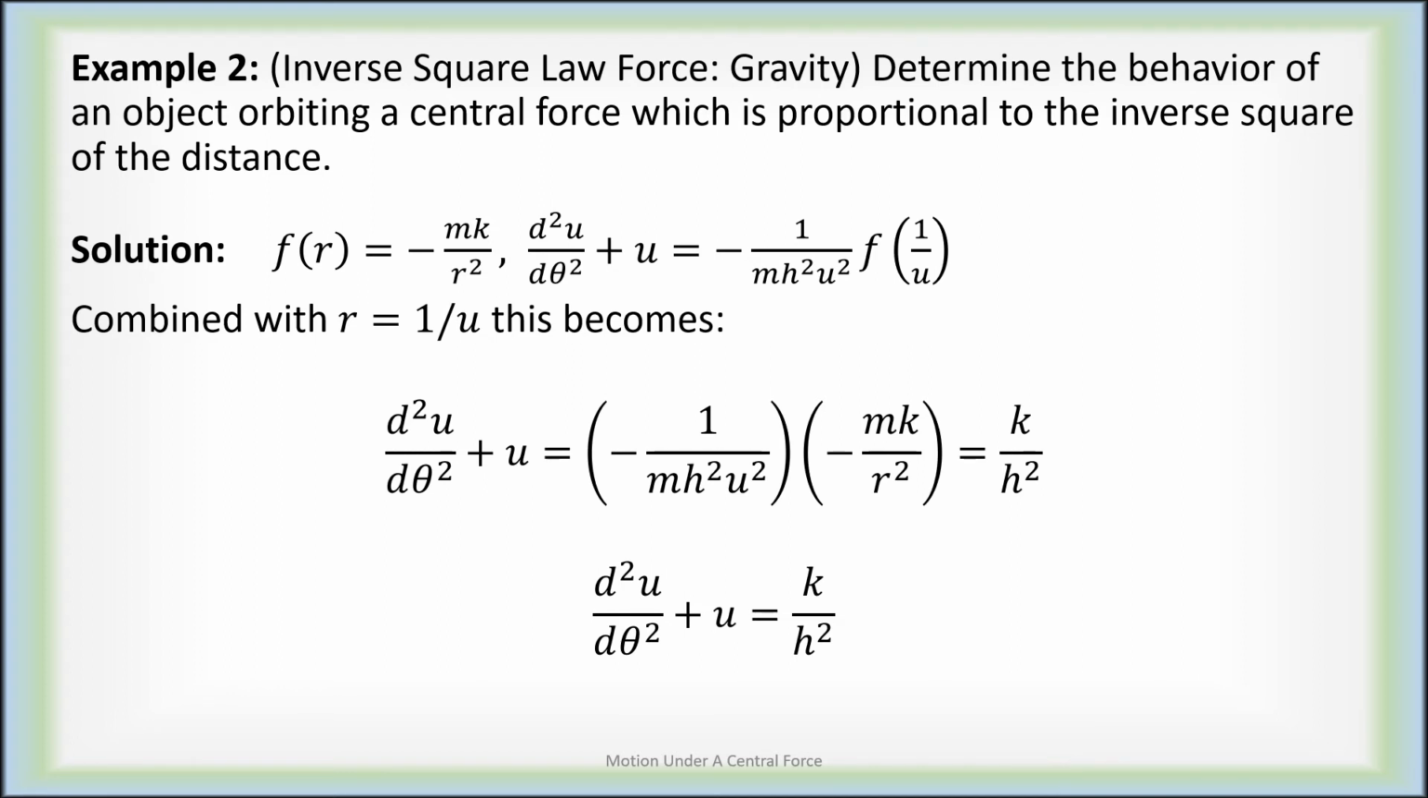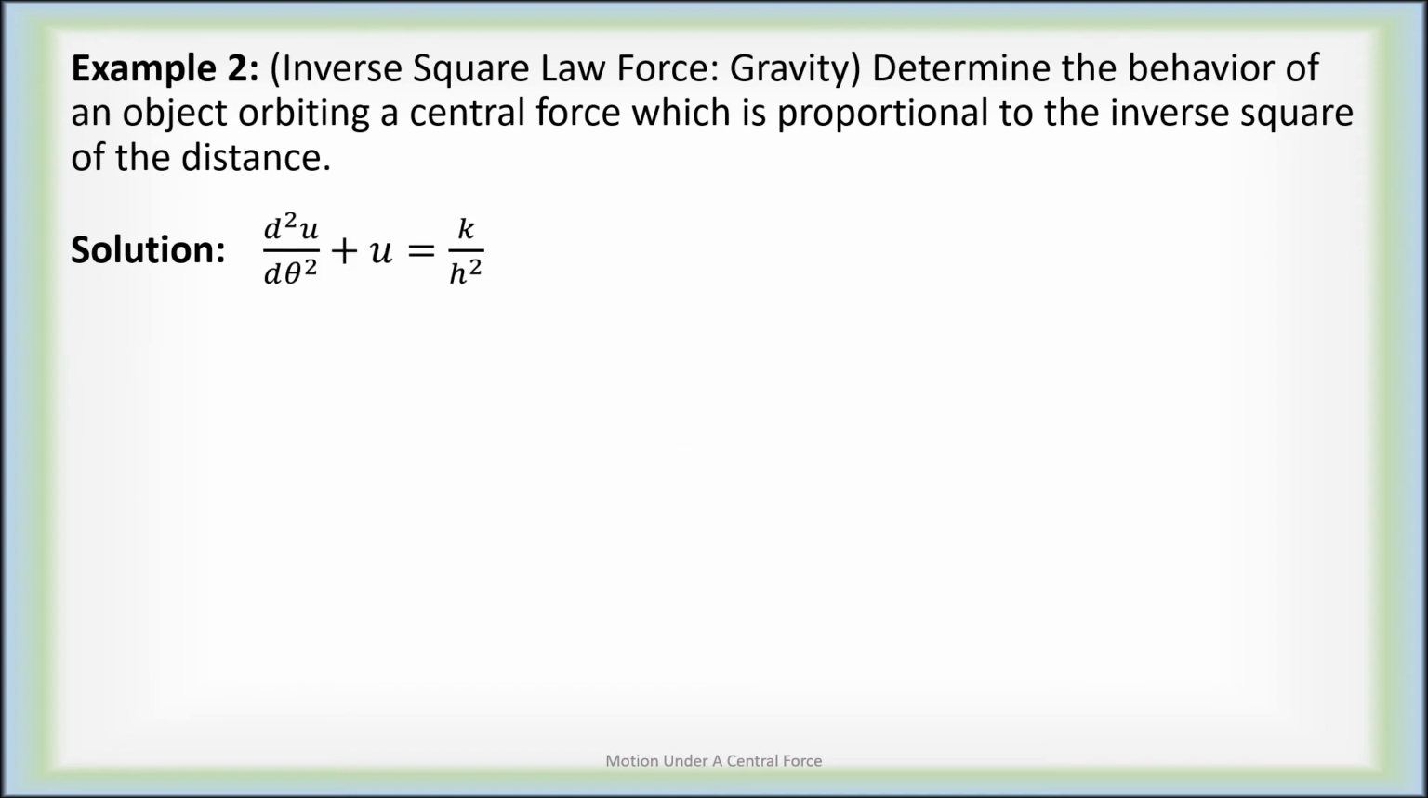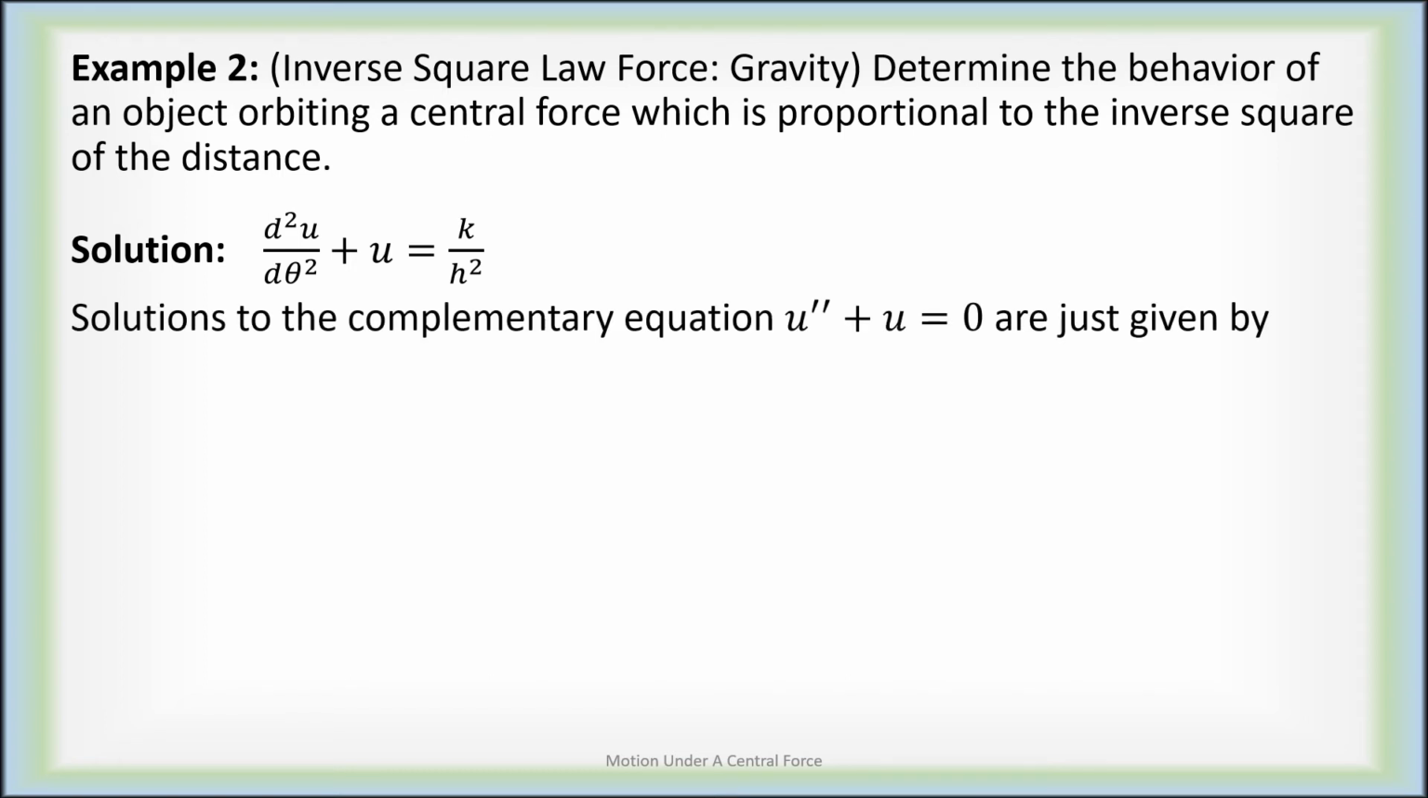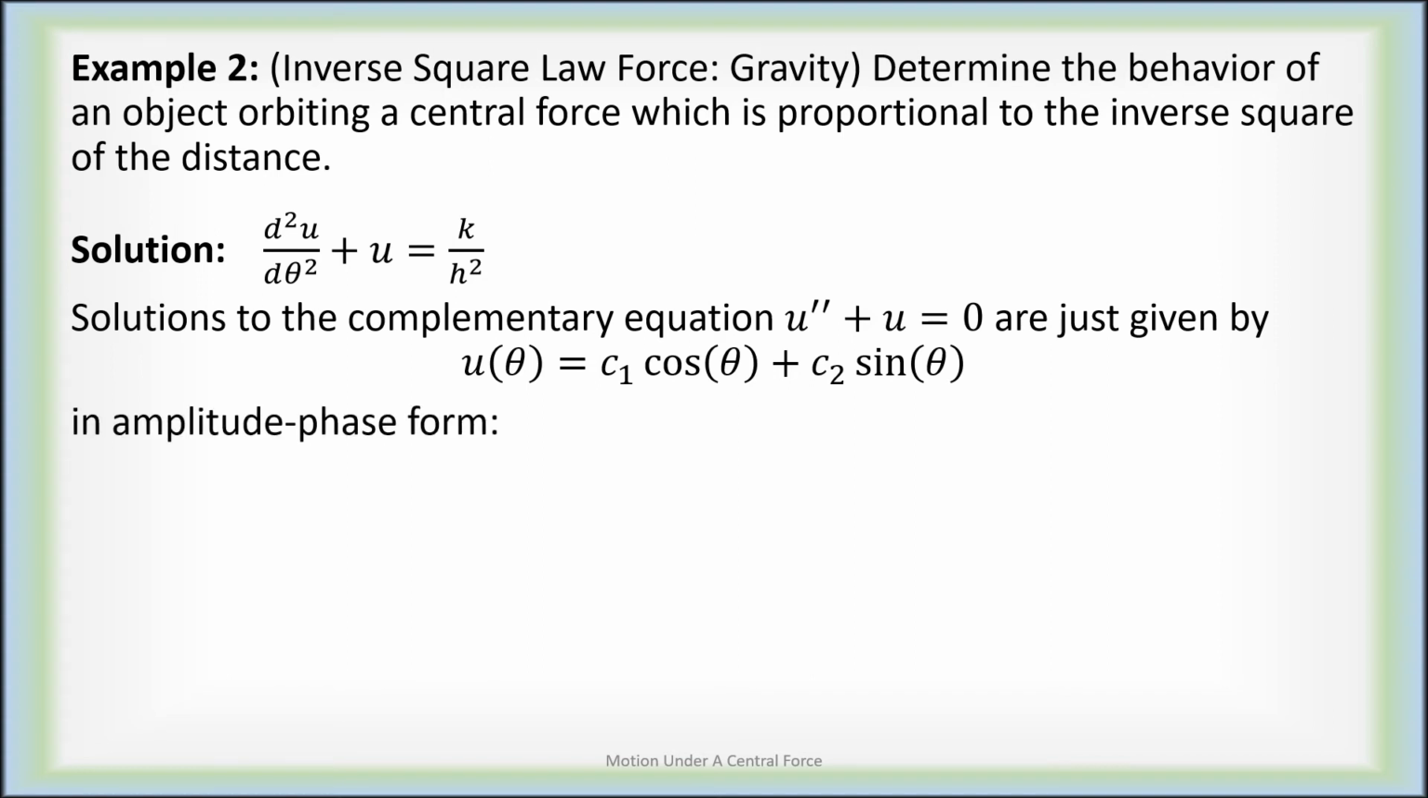This is now a differential equation governing motion under a central force where the central force is proportional to the inverse square of the distance. So our differential equation has been simplified quite a lot. Solutions to the complementary equation are easy to come by. u double prime plus u equals 0. We just get u of theta is some multiple of cosine theta plus some multiple of sine theta. We can convert this to amplitude phase form. Its amplitude is capital A, and it's a cosine of theta minus a phase angle phi.